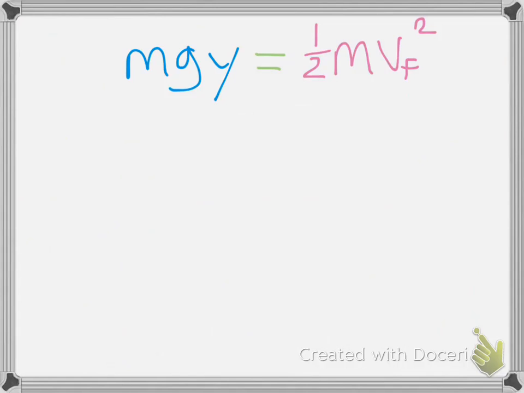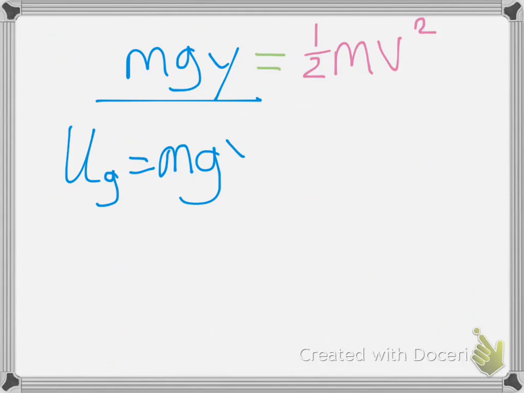Okay, it doesn't always have to be final velocity. It could just be initial velocity, especially if we're starting off with kinetic energy. So that means that this equation here is the equation that we have for Ug. It's mass times gravity times y, the distance away from the reference point, or the height. Okay, and then our kinetic energy equation is 1/2 mv squared.